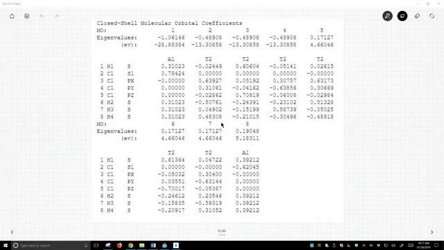Here we are, we're finally looking at some real computational data on another way we can model bonding in a molecule like methane.